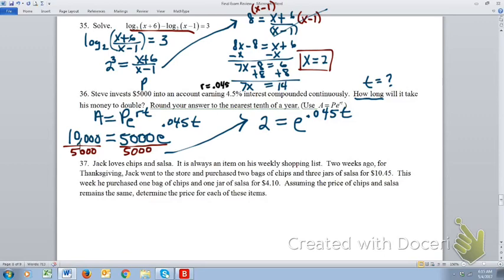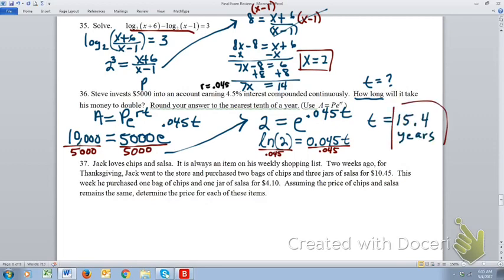We're going to want to write this as a log. It's going to be a natural log too. So natural log of 2 is equal to the exponent, which is 0.045t. So we need to divide by 0.045. If you take natural log of 2 divided by 0.045, you get about 15.4 years. You can actually plug that into the original formula where you don't have an a, and you can verify that it does work. In 15.4 years you will have $10,000 or something real close to that.